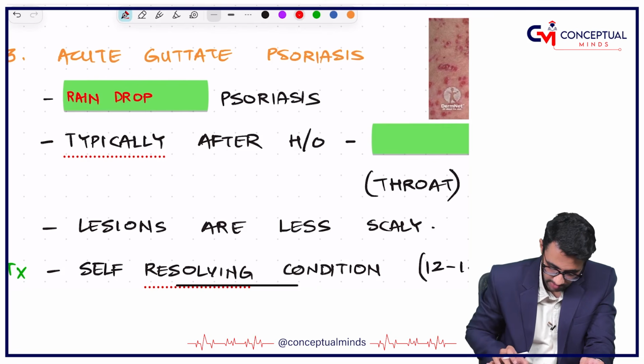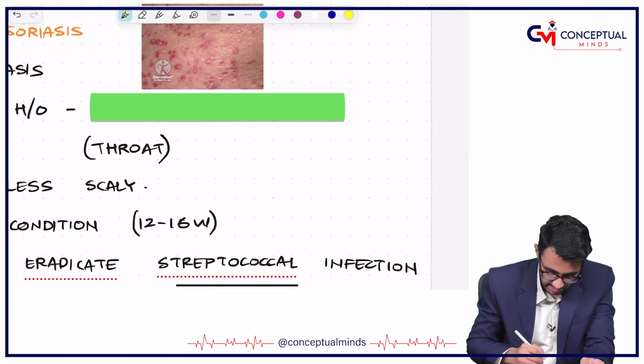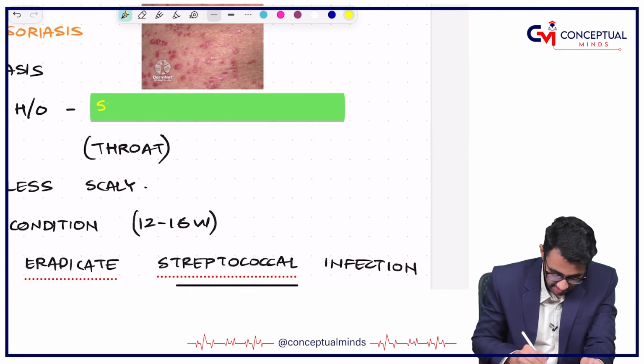Raindrop psoriasis. Okay, typically after history of what? Tell me, come on guys. I hope you can answer this. Yes, if not, then no worries. We can answer it after me writing it down. It is streptococcal infection, right?